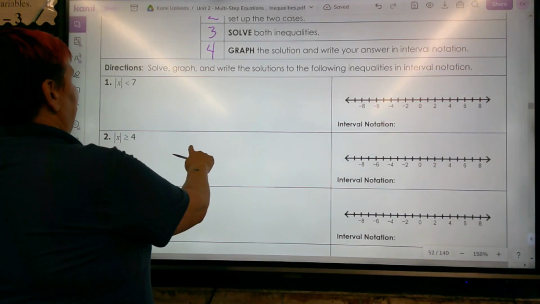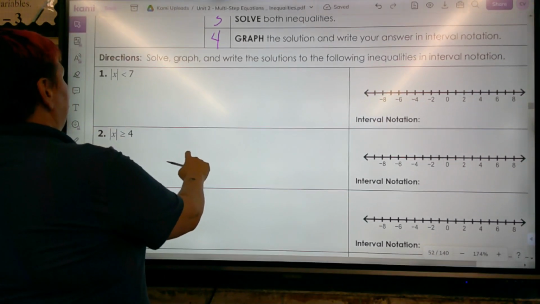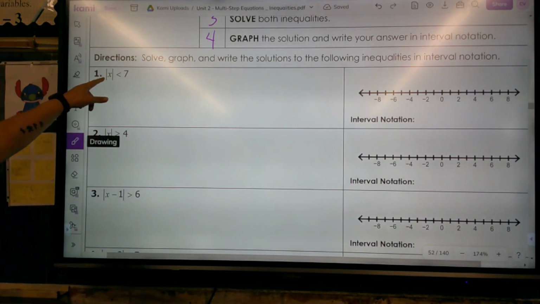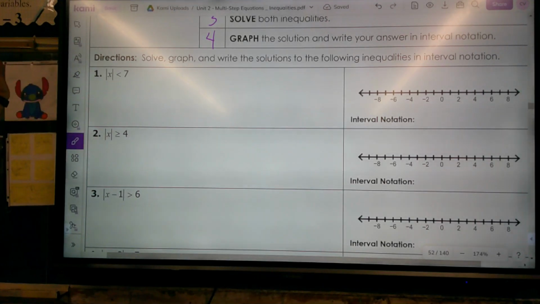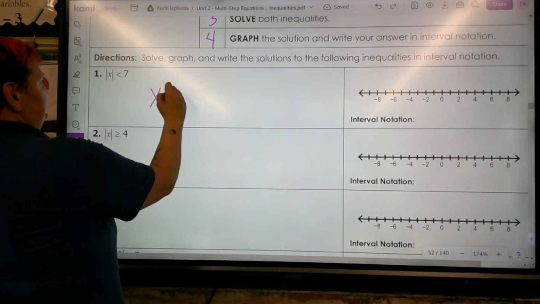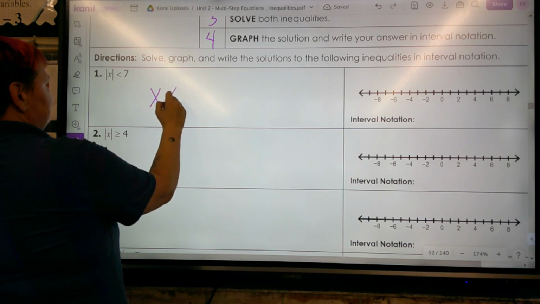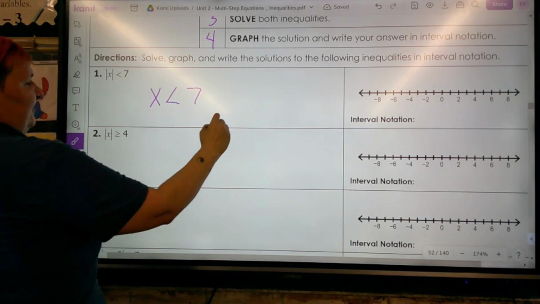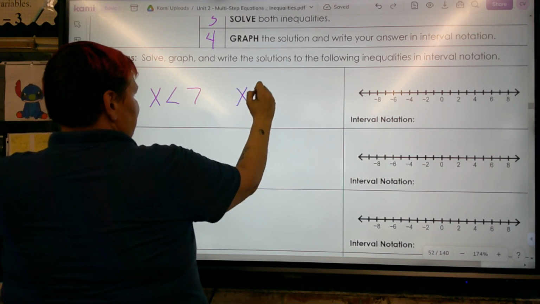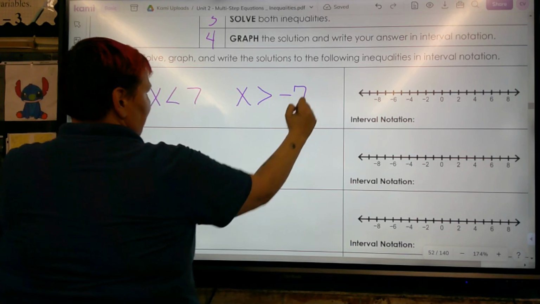Let's see. I want it to be a little bit bigger. This one is already isolated. Awesome. Set it to the positive and negative. Keep it, right? X is less than 7. And then switch. X is greater than negative 7.